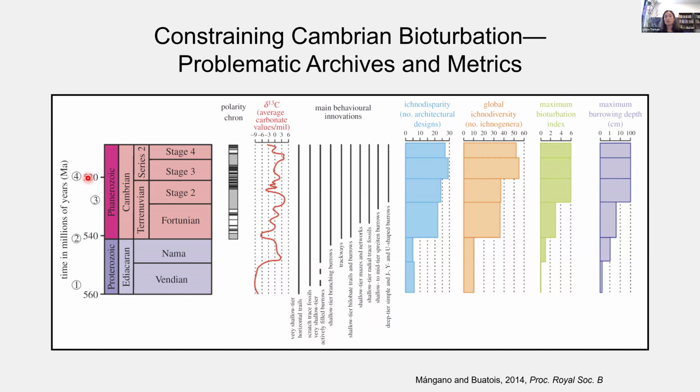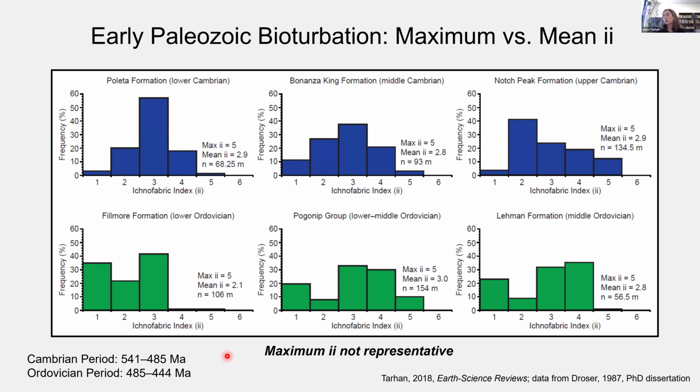However, maximum metrics for bioturbation won't necessarily give us a representative understanding of typical levels of bioturbation on the ancient seafloor. And as demonstration of this, we can look to particularly well-characterized Cambrian and Ordovician, so spanning about 540 to 445 million years in age, carbonate-dominated successions from the western US, which record a variety of shallow marine depositional environments, and which have been extensively characterized from a bioturbation perspective.